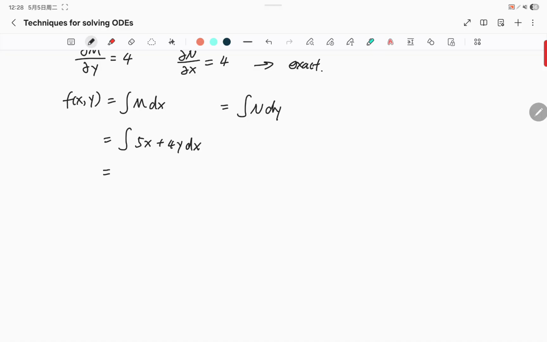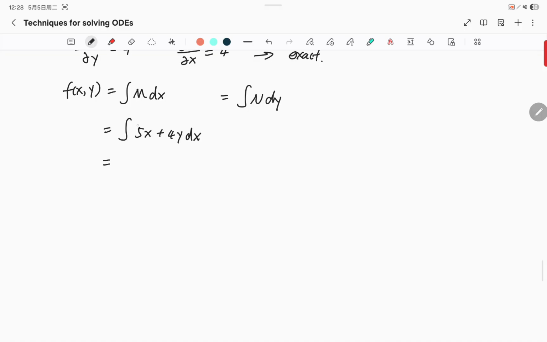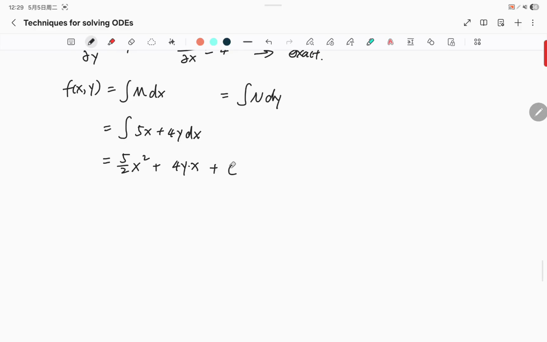Now we're going to solve this integral. The integral of 5x is 5 over 2 x squared. What is the integral of 4y dx? It's just 4y times x. And instead of having a C here, because we're dealing with a function, what is the function that represents C? It's g of y.